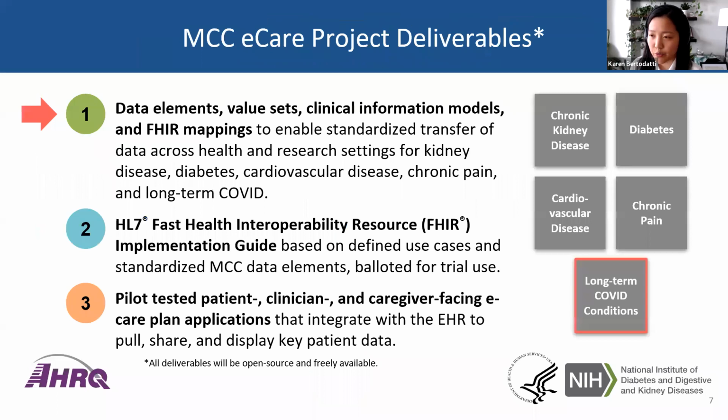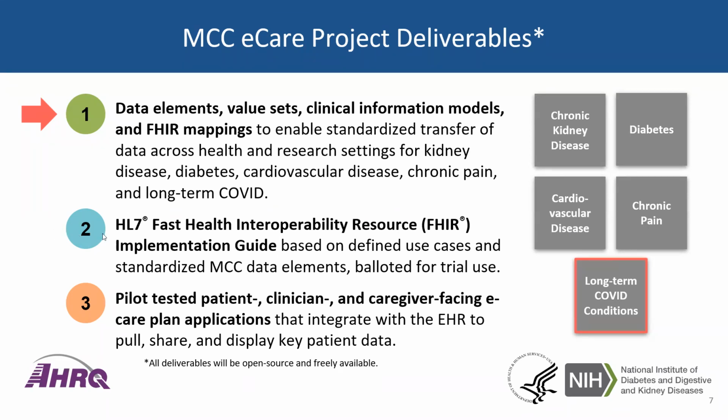And there are three primary deliverables associated with this project, which is a 5-year project. We are currently in year 3. So this first deliverable is around data element identification, building of value sets, clinical information models, and FHIR mappings. And the 5 domains that we are focused on right now can be seen on the right. So chronic kidney disease, diabetes, cardiovascular disease, chronic pain. And the work of this current TEP is to identify the data elements related to long COVID conditions.